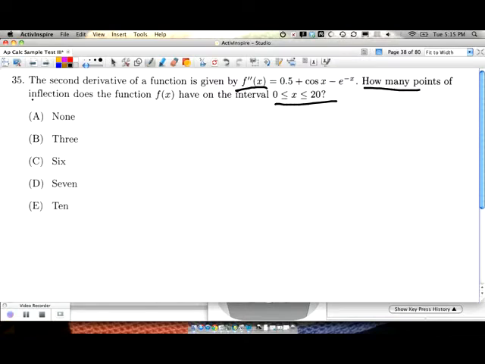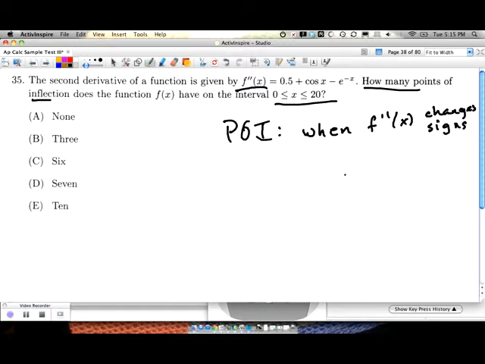Well, we hear points of inflection. A point of inflection happens when f double prime, or the second derivative, changes sign, because that indicates that we change concavity. We go from negative to positive or positive to negative. And then the point of inflection is that point in between where it changed. So let's look at this function over this interval.